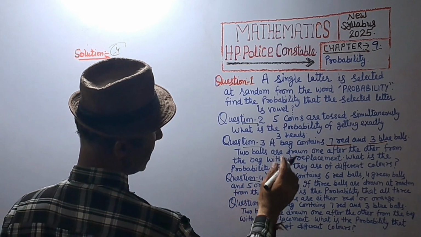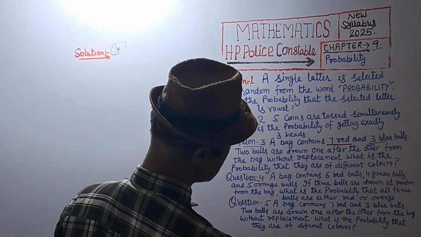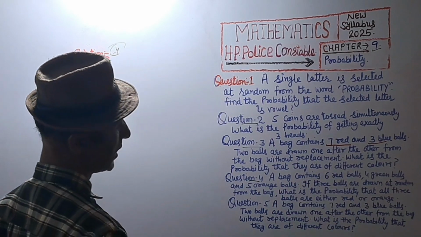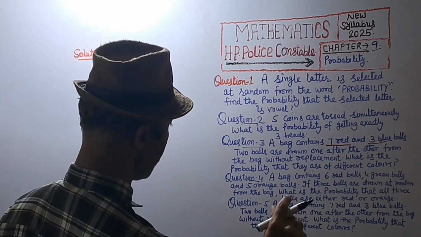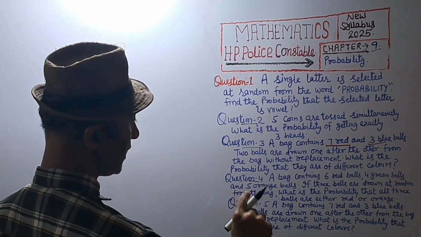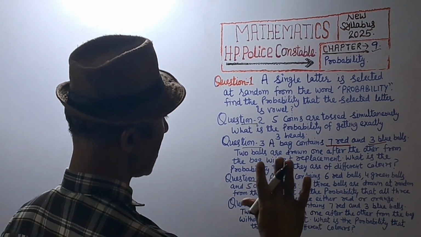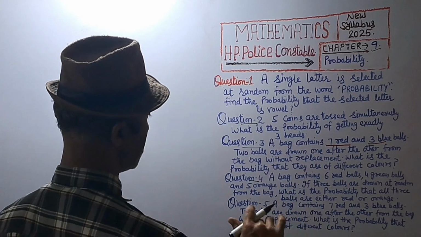Question number 4. A bag contains 6 red balls, 4 green balls, and 5 orange balls. If 3 balls are drawn at random from the bag, what is the probability that all 3 balls are either red or orange?